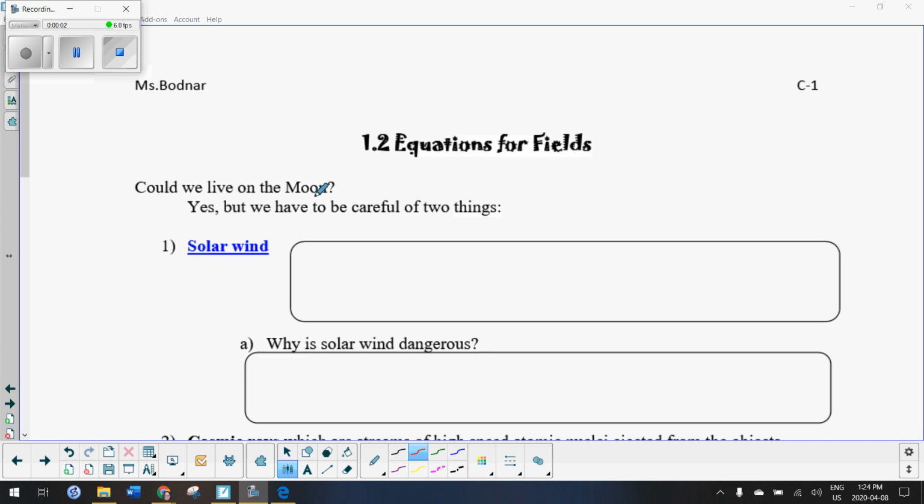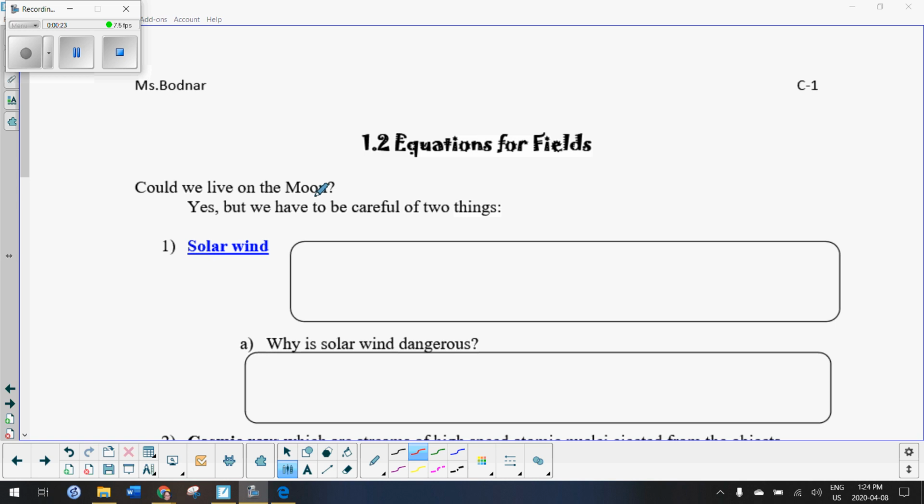Video 2 for physics. So we are going to be learning how to calculate equations for fields. I am going to do this in a two-part video. The first one is going to be on gravitational fields and the second one will be on electric fields. You are going to need your notes package open to equations for fields.